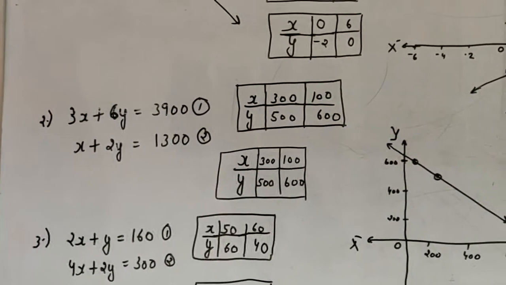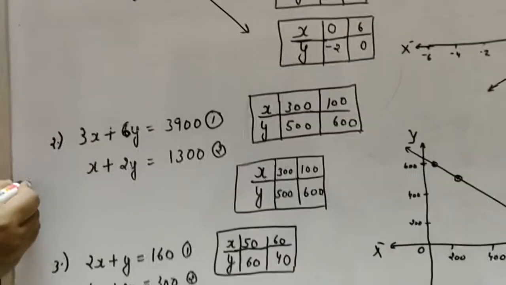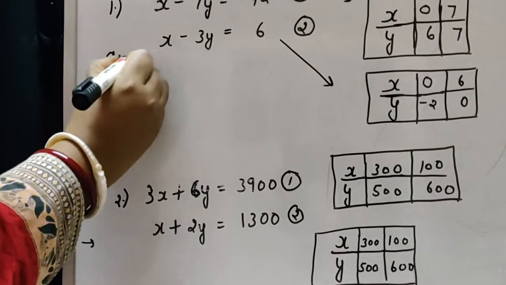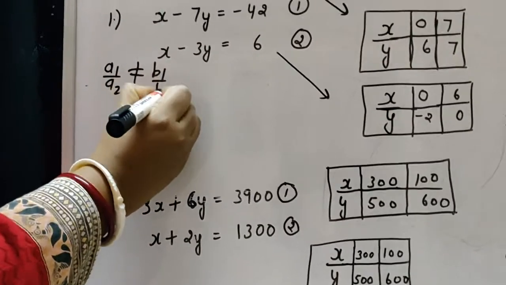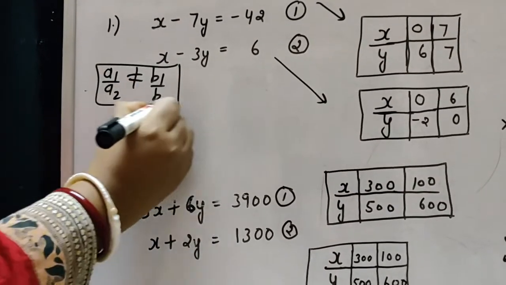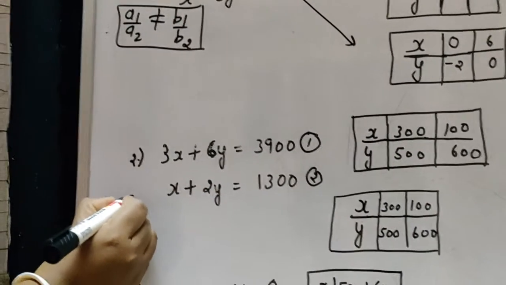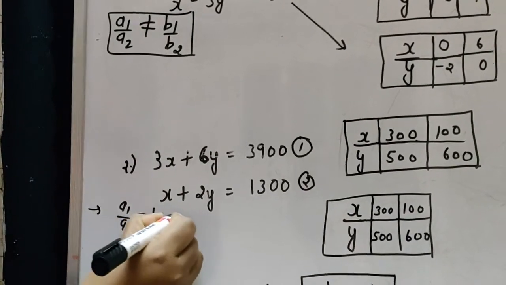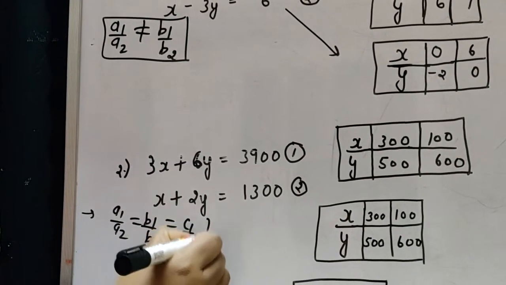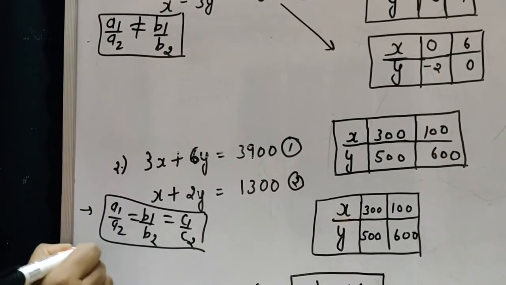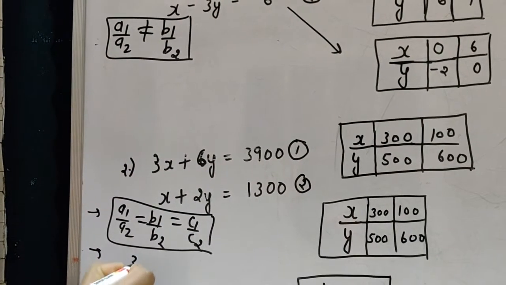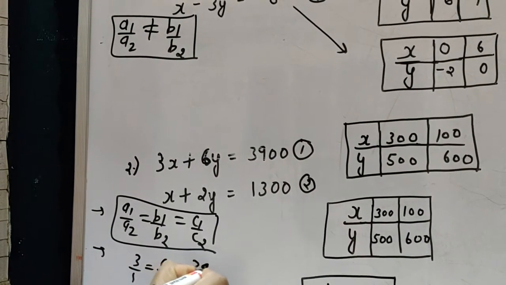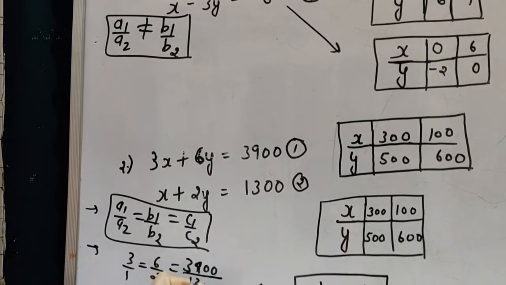Now look, what was the condition for the lines to be coincident? Try to recall. For a unique solution it was a1 upon a2 is not equal to b1 upon b2, correct? For coincident and infinite solutions, what was the condition? a1 upon a2 is equal to b1 upon b2 and is equal to c1 upon c2. Now just check whether this is true or not. How much will it be? 3 upon 1 is equal to 6 upon 2 and is equal to 3900 upon 1300. Is it true?